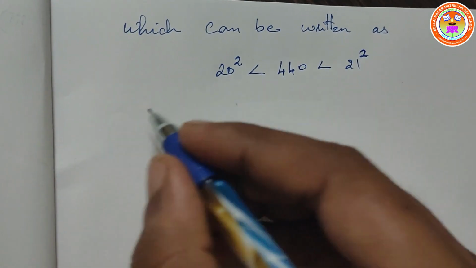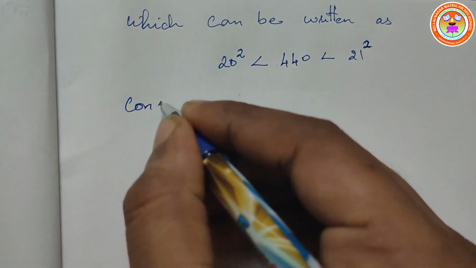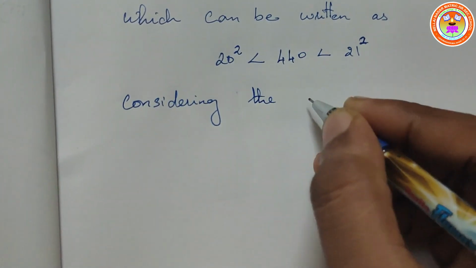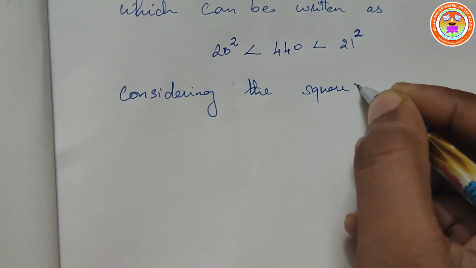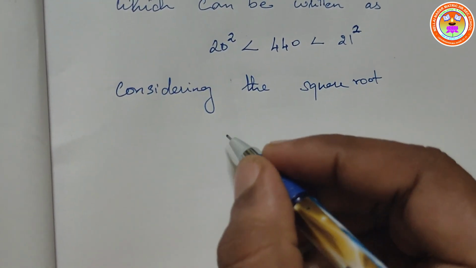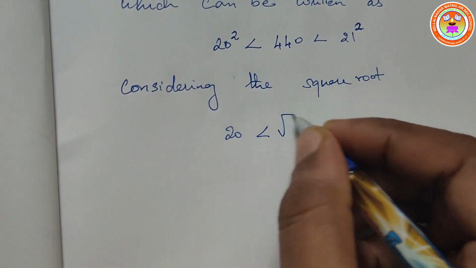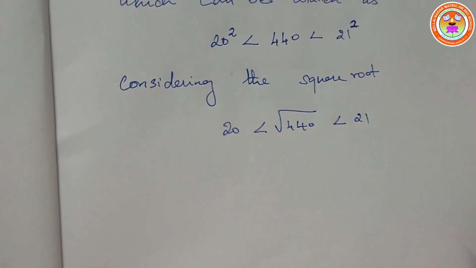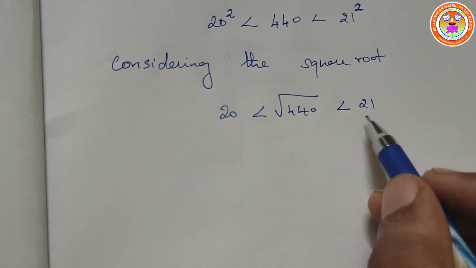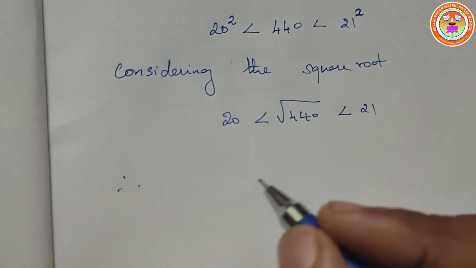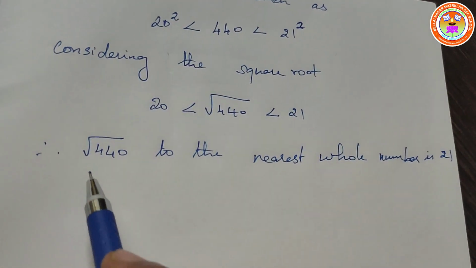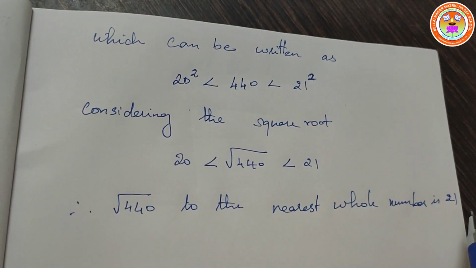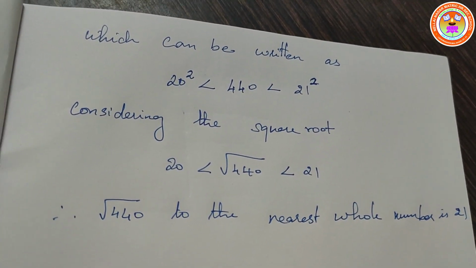So this we can take square root, considering the square root. We get 20 is less than square root of 440 is less than 21. So which is very closer means 21. Therefore the square root of 440 to the nearest whole number is 21. Like this you have to write the answer.